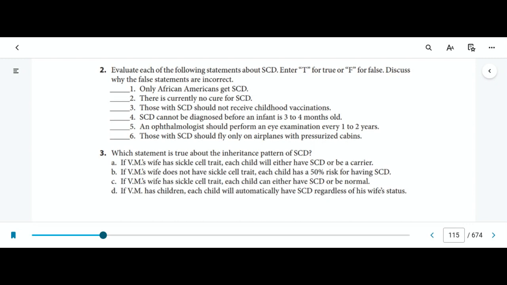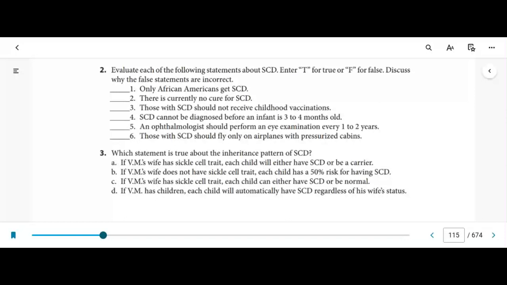Number 4, sickle cell disease cannot be diagnosed before an infant is 3 to 4 months old. True or false? That's false, right? Newborns can get screened. 5, an ophthalmologist should perform an eye examination every 1 to 2 years. True or false? That's true. They can have some vision issues, right? Because if you think of the little tiny capillaries getting blocked up, that can affect your eyesight too.